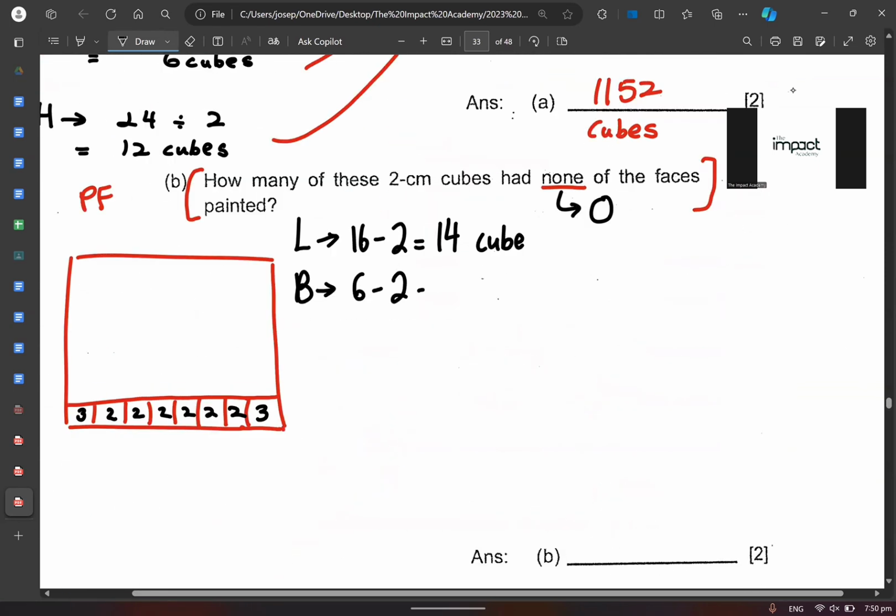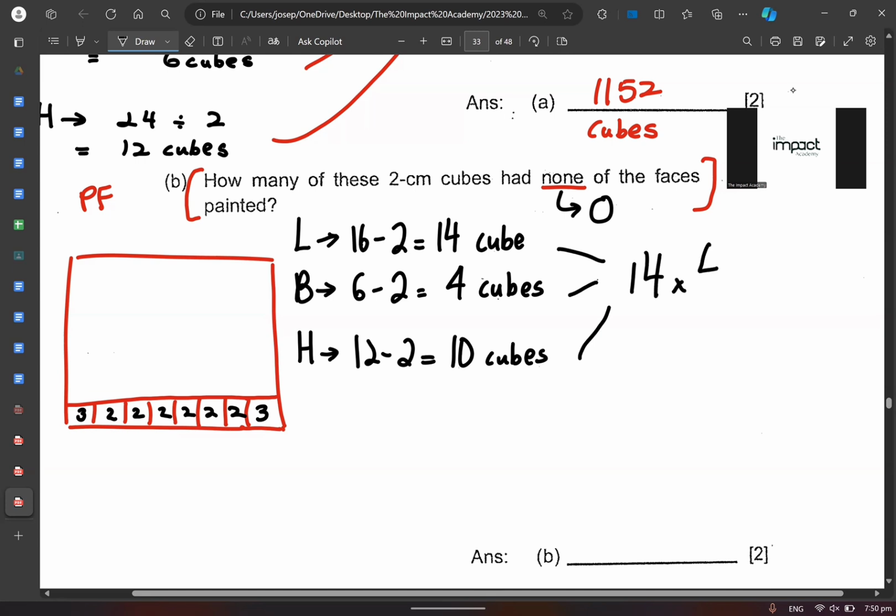6 minus 2, that gives me how many cubes? 4 cubes. Agree or disagree? And finally, we go for the height. For the height, we again have to remove the corner. 12 minus 2, that gives me how many cubes? 10 cubes. Agree or disagree? So are we done? No, right? Because there are many layers. So we have to do 14 times 4 times 10, and therefore your answer for this question has to be 560 cubes.